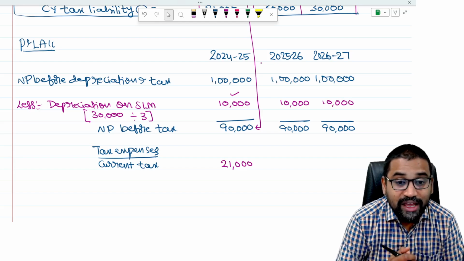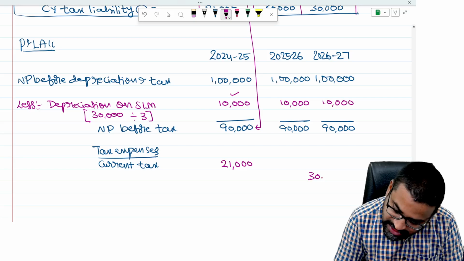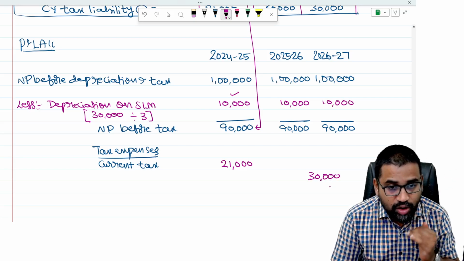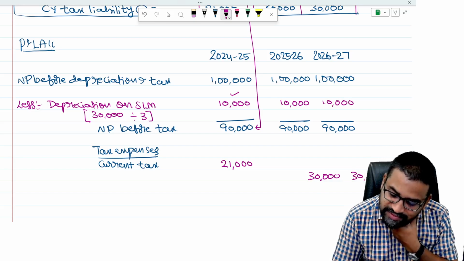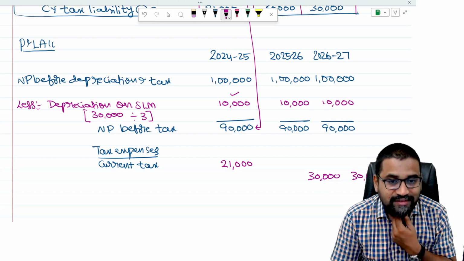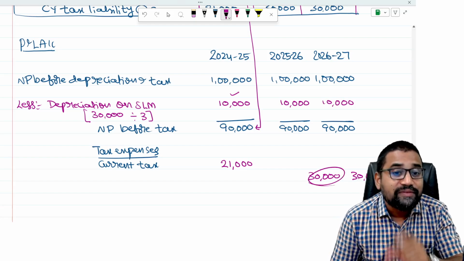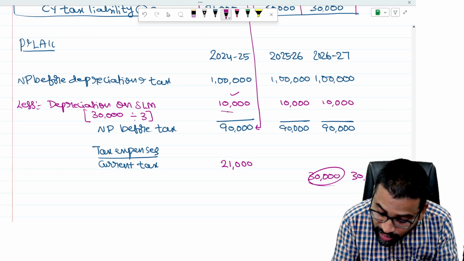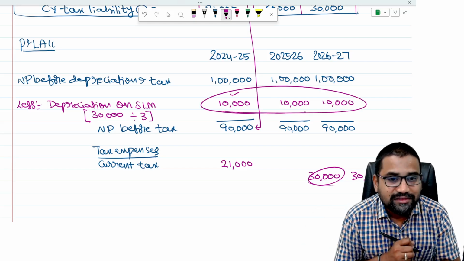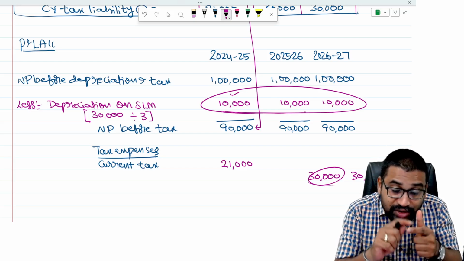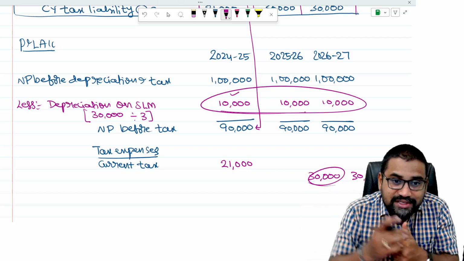Timing difference. Why? The total depreciation is 30,000 only, na? Whether you follow the Income Tax Act or the Companies Act, the total depreciation will not change. 30,000 only. But in income tax, the entire 30,000 is allowed in the first year itself. But in P&L, you are allowing it over a period of 3 years. That means in the first year, there is a difference of 20,000. Now, this 20,000 is going to be reversed in the next 2 years.